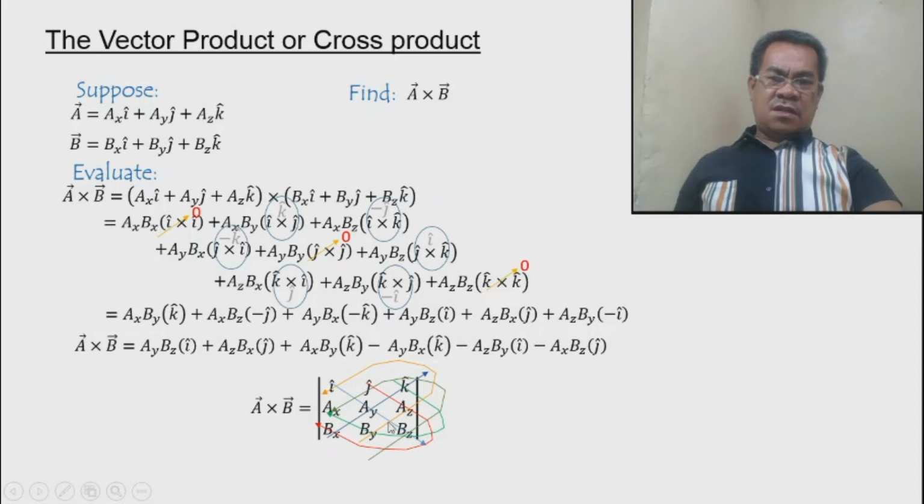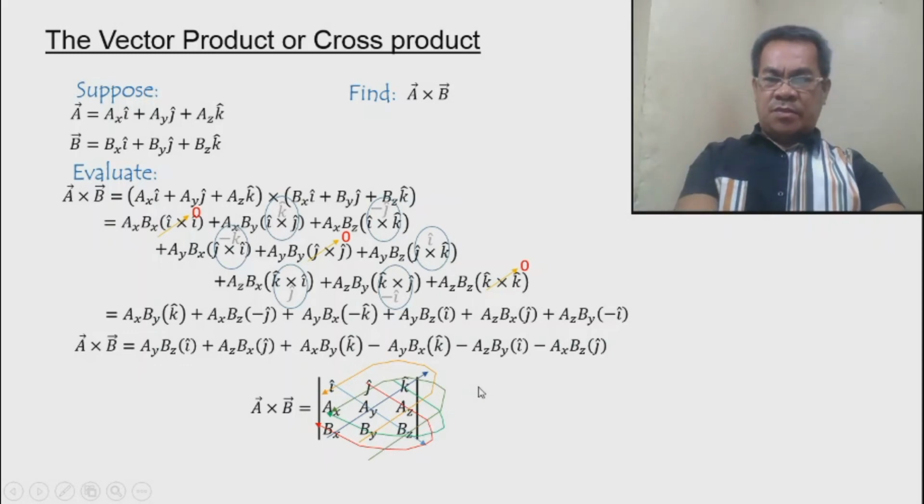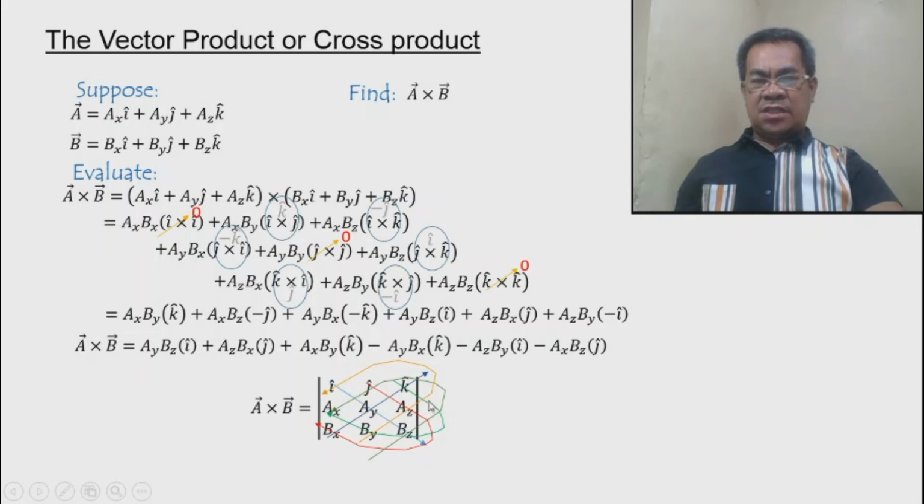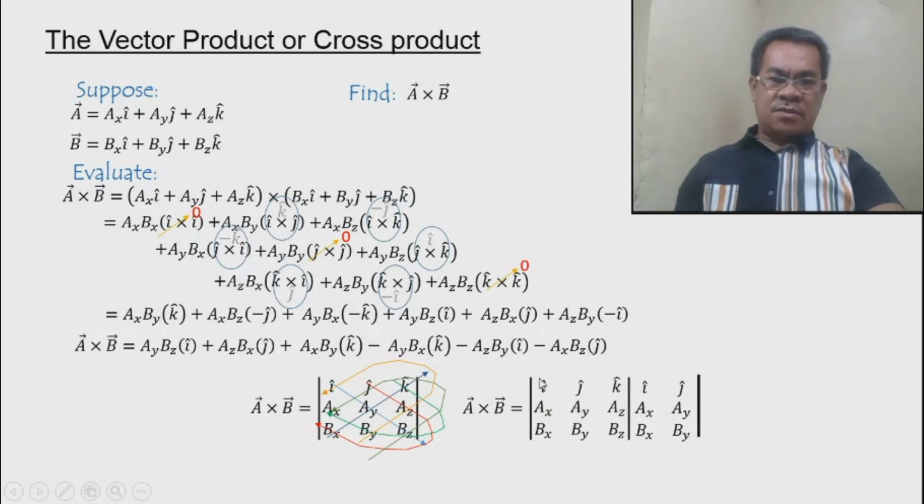We did not repeat the two columns, but we are imagining that these two columns are already positioned at this point. So this is the rotation method. Or if you do it this way, repeat the first two, recopy this one, then drop diagonal.